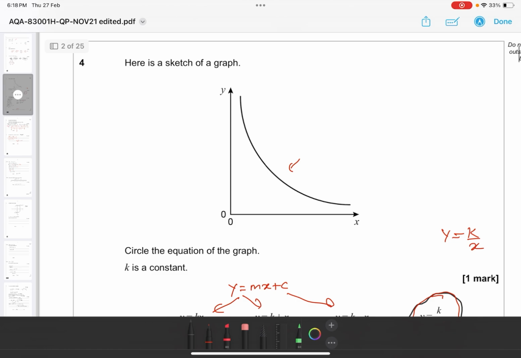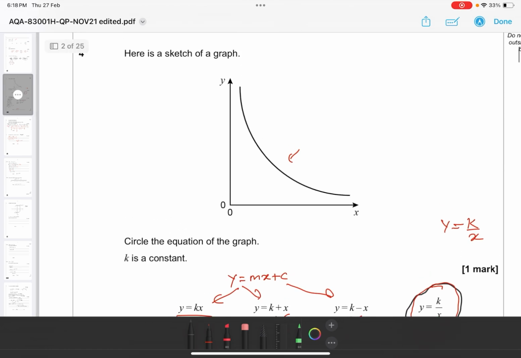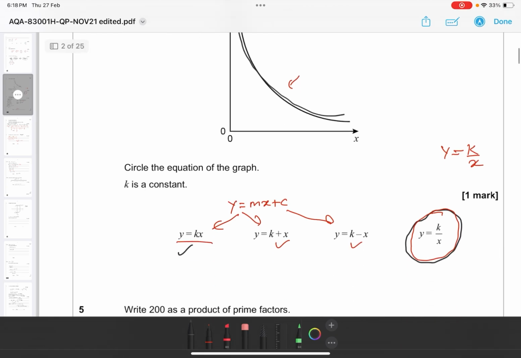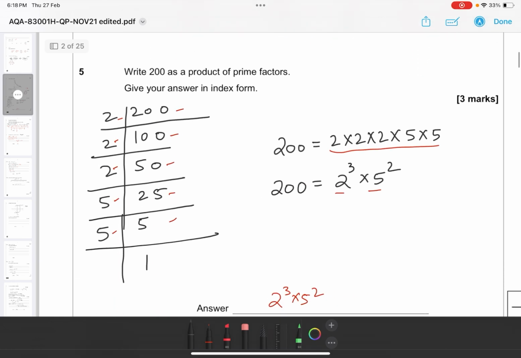Here is a sketch of a graph. Circle the equation. K is a constant. Equation of graph. See, we can see carefully it is a curve, and this equation and this equation is the equation of a straight line. You can compare it by y equals to mx plus c. Alright, so these three are wrong options. We are left with this one, and this one is the correct answer. Let us move on to the next question.